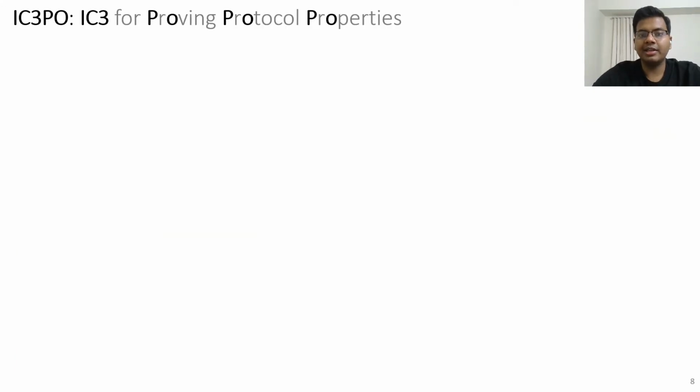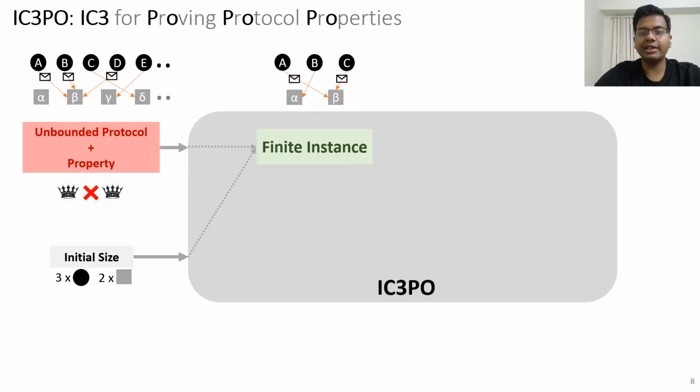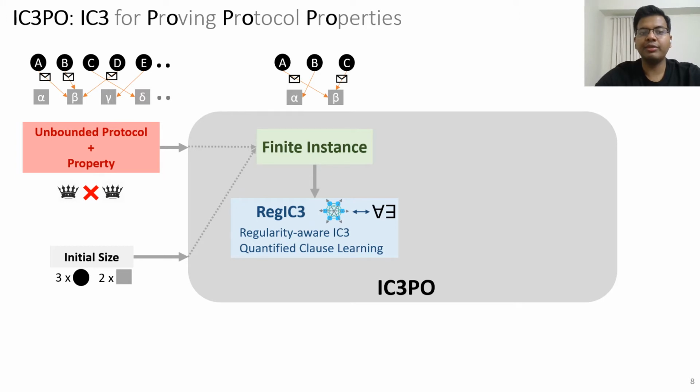Let's understand the high-level flow of IC3PO first. Given the unbounded distributed protocol, the property, and an initial size, say 3 voters and 2 candidates, IC3PO first creates a finite instance of the protocol, and it then performs on this finite instance what we call regularity-aware IC3, which extends incremental induction with the knowledge of spatial and temporal regularity and relates them with quantification to perform quantified clause learning.